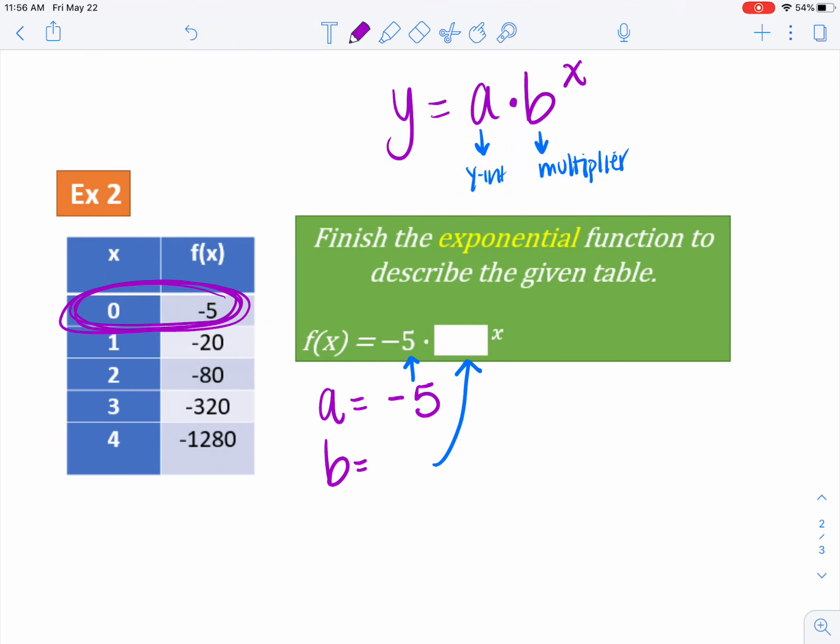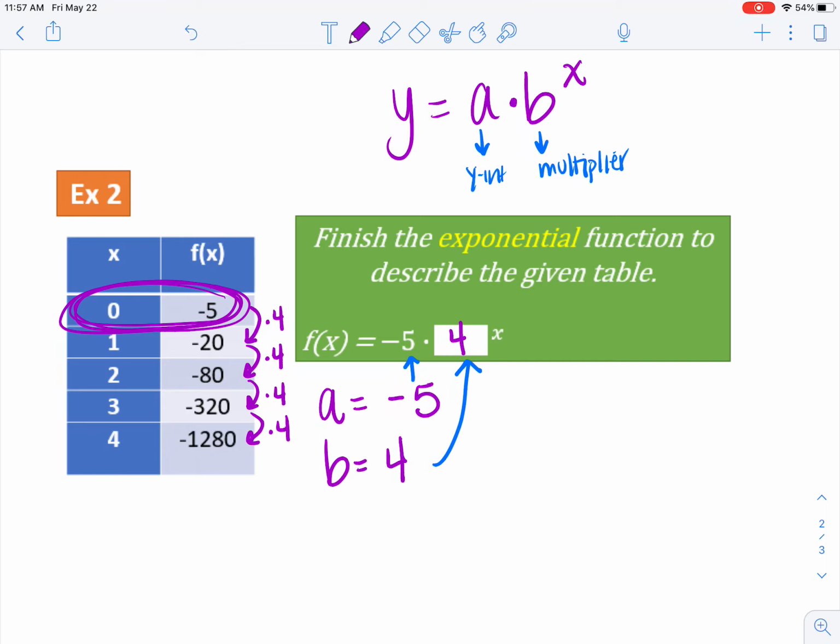So let's take a look. What am I multiplying -5 by to get -20? I'm multiplying by 4. -20 times 4 is -80, and so on. We have repeated multiplication of 4. So I need to put that into the right spot in my equation. My equation would be f of x equals -5 times 4 to the x. Remember, you could see function notation, you could see y equals. It doesn't matter, the same rule applies. It's always a b to the x, y-intercept times the multiplier to the exponent.